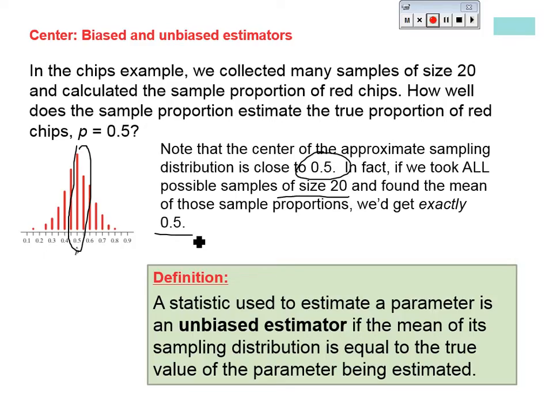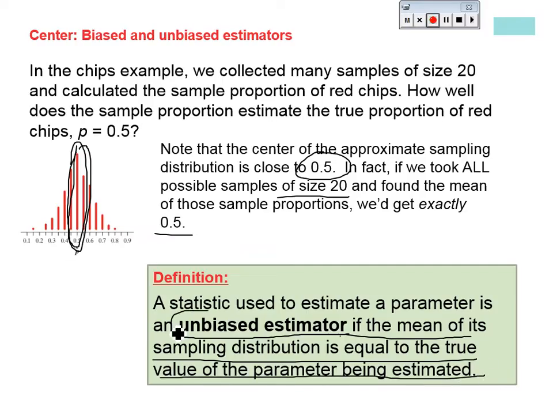So since the values from the sampling distribution accurately reflect the value of the population, we would call that statistic an unbiased estimator. And an unbiased estimator is what we're hoping to get when we're trying to estimate a parameter. If the mean of its sampling distribution is equal to the true value of the parameter, we would say that statistic is an unbiased estimator. So if this was our sampling distribution from that problem, we would say that it is an unbiased estimator because the center of this graph appears to be around 0.5, which is in fact the value of the parameter.